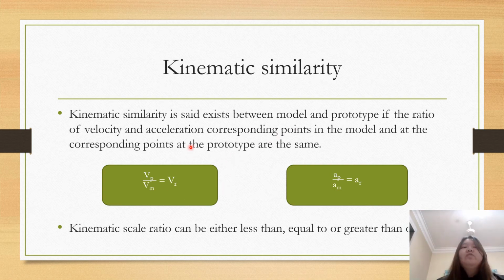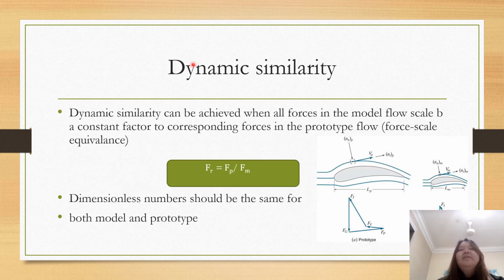So we can refer to these two formulas for velocity and acceleration. The kinematic scale ratio can be either less than, equal to, or greater than 1. Next, we will go to dynamic similarity. Dynamic similarity can be achieved when all forces in the model flow scale by a constant factor to corresponding forces in the prototype flow. So this is the formula.